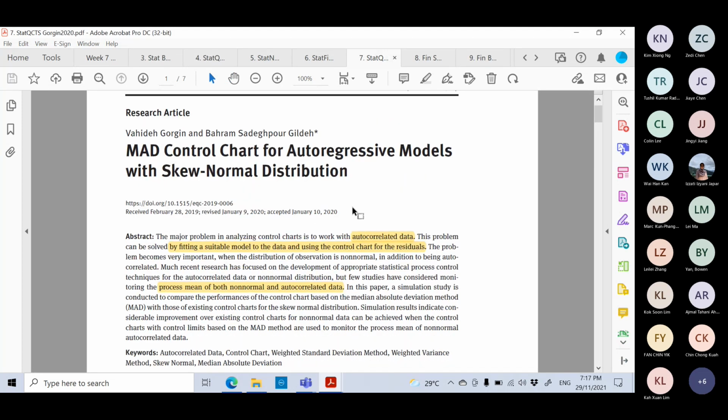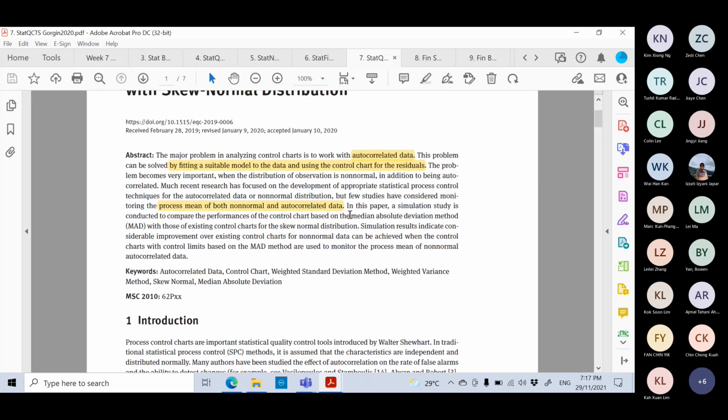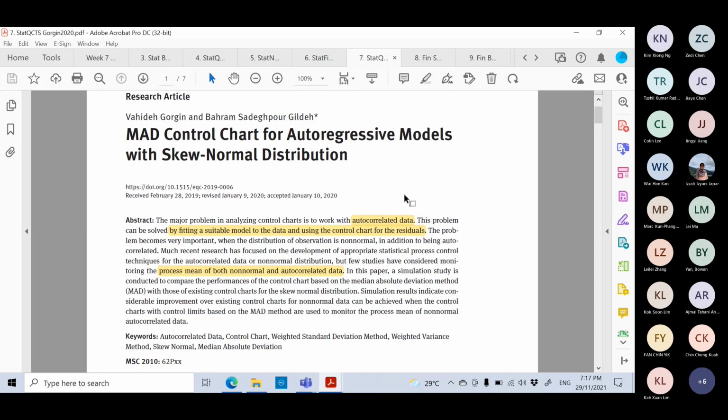Okay, so these control charts, I do not want to go through all these things, but this control chart, they will concern the auto-correlated data. Because you deal with the autoregressive model, therefore your data are auto-correlated. So their proposed chart wants to observe how good it is at detecting out of control if they have autoregressive with the skewed normal distribution.